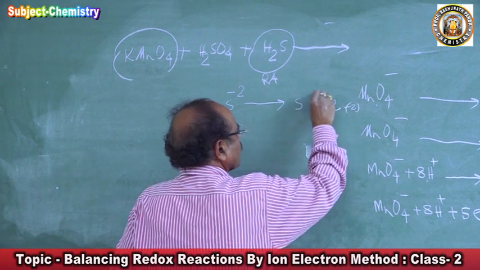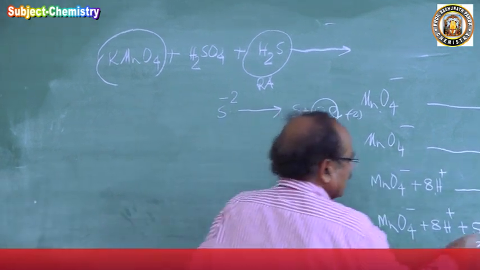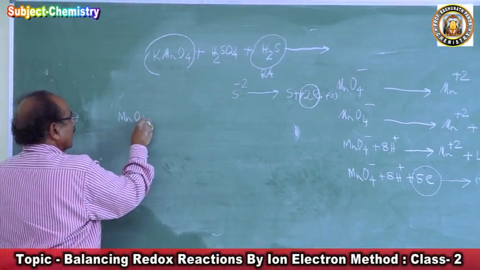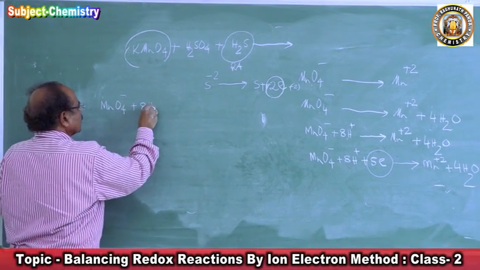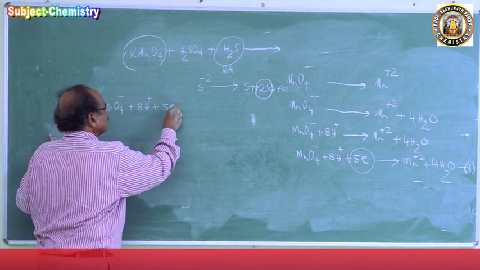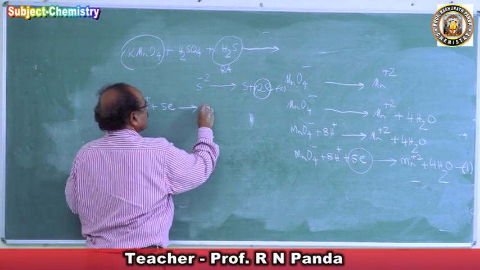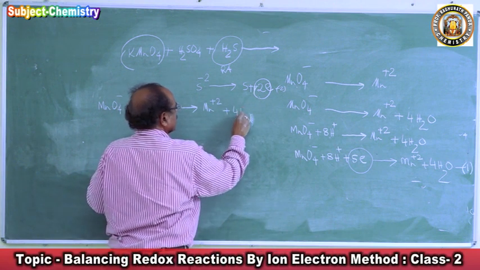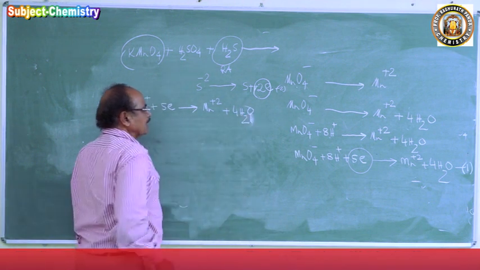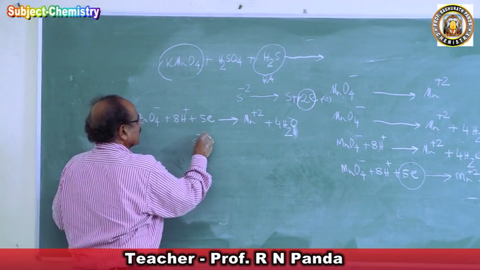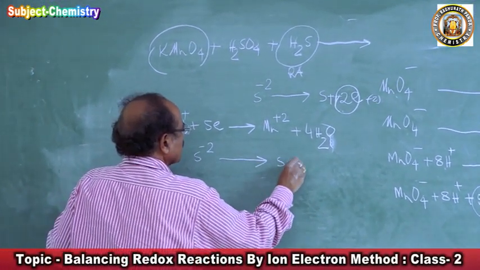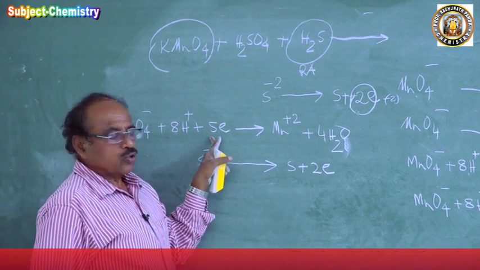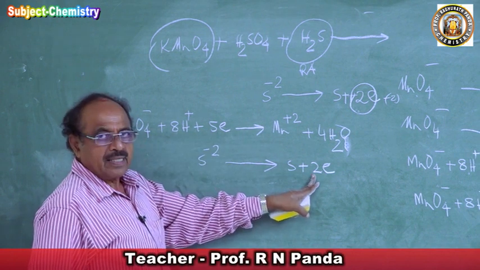Now here are 2 electrons in this reaction and here are 5 electrons. So we wrote the 2 equations. The balanced form we got is MnO4 minus plus 8H plus 5e forms Mn plus 2 plus 4 water. This is the equation for potassium permanganate. For H2S, we got the equation S minus 2 forms S plus 2 electrons. So here are 2 electrons, here are 5 electrons. To cancel them, we have to make it 10.